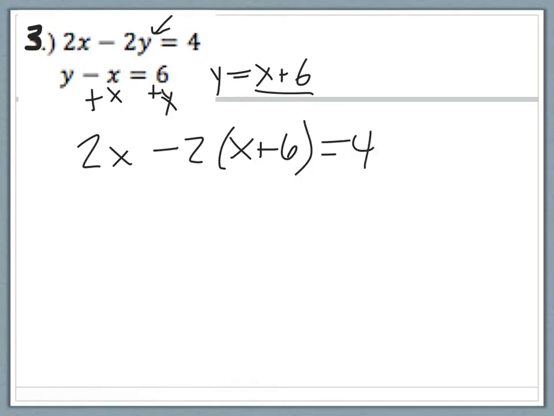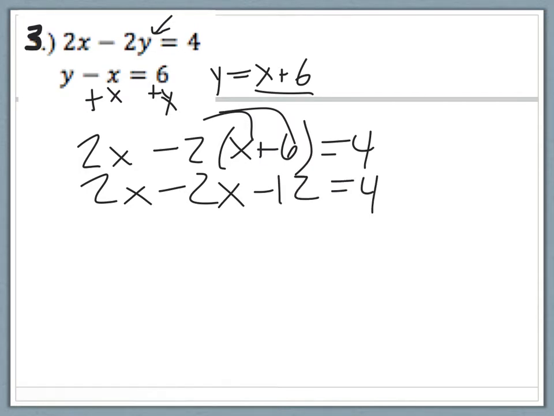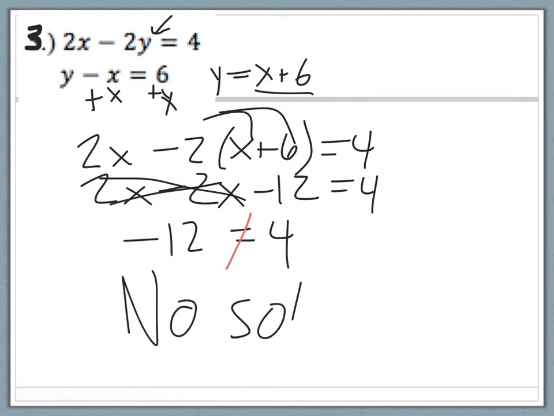Okay. Now distribute. Be careful with that negative. It'll be 2x minus 2x minus 12 equals 4. Okay. Now, 2x minus 2x, that's going to be 0x. So those cancel out. So I have negative 12 equals 4. Okay. Now, we know that negative 12 does not equal 4. So that's actually going to be a no solution. Since our variables canceled out and we're left with two numbers that don't equal each other, it is no solution. So those would be like parallel lines, like we talked about on Friday.